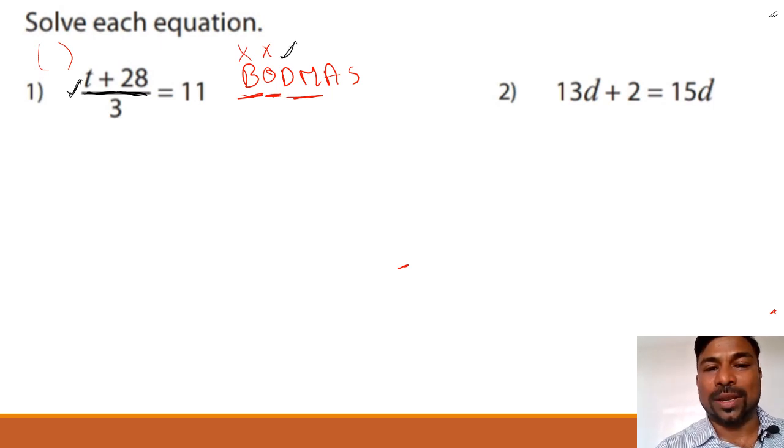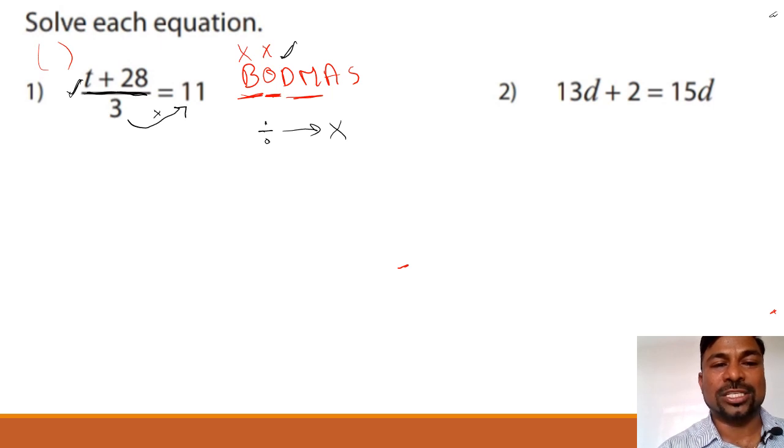So what will happen if we are having division? As you all know, if it is transformed to the other side, it becomes multiplication. So the 3 has to be sent to the other side and multiplied. Now let us start writing that. t plus 28 equals 11 into 3. Hope you all know the calculation. It is nothing but 33.